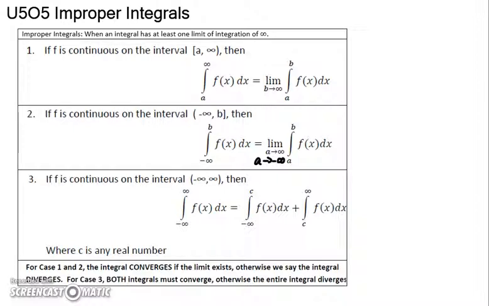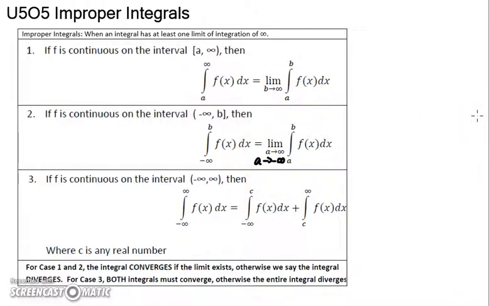For case 3, if we want the integral from negative infinity to infinity, we pick any number c between negative infinity and infinity. The easiest choice is probably 0. Then we take the integral from negative infinity to 0 and add to that the integral from 0 to infinity, or any c value that you choose. It's a case of each of the parts from cases 1 and 2, and we just add those things together.